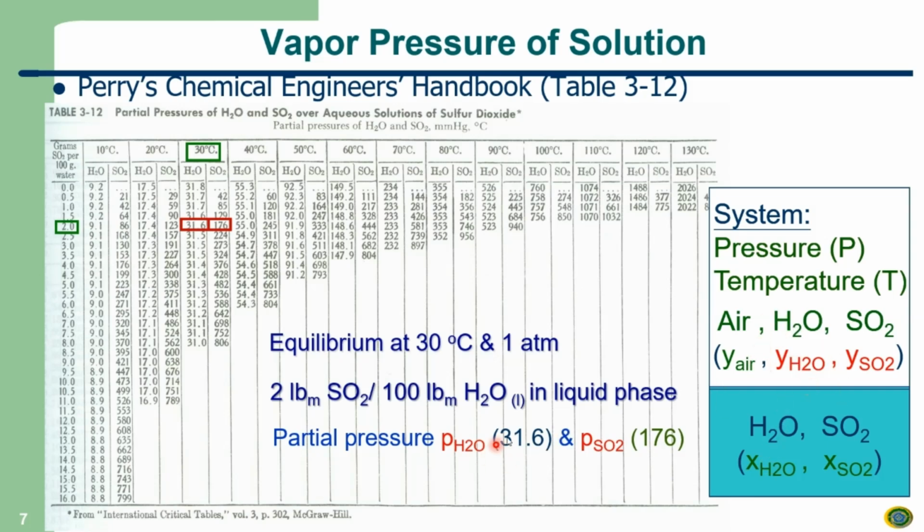But you already know the partial pressure of the water is 31.6, and the partial pressure of SO2 in the gas phase is 176. So again, you just use Dalton's law to get these two. You can change the color from red to green, which means unknown becomes known. You get a value.